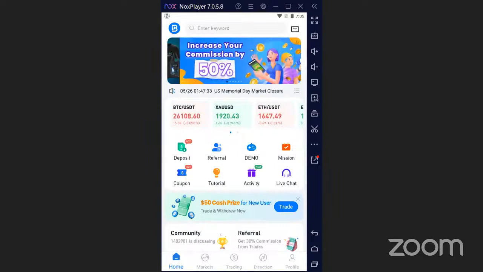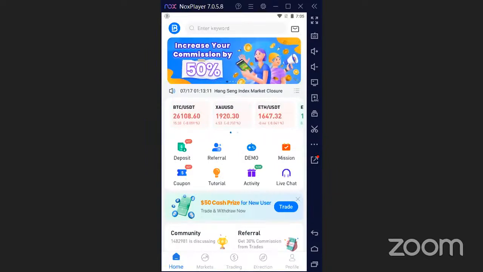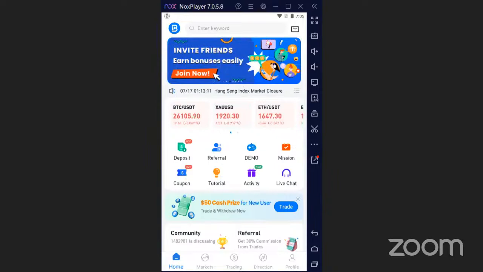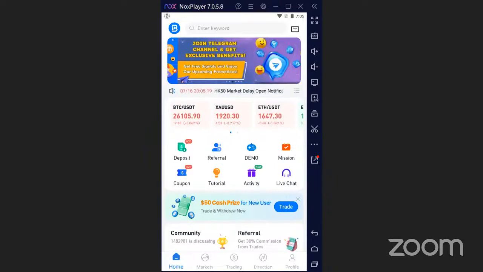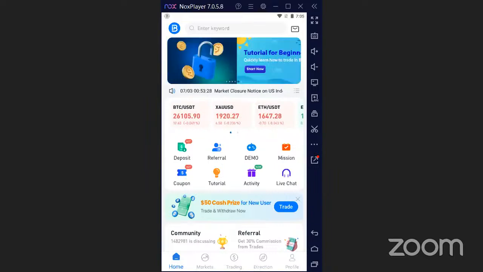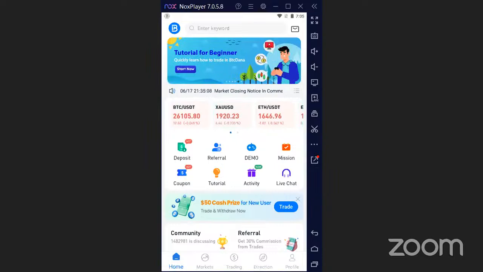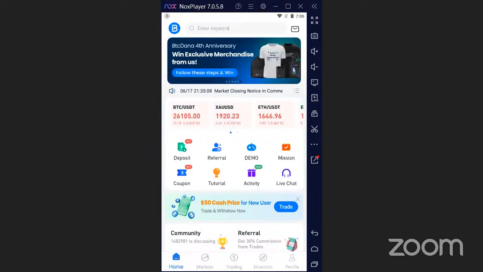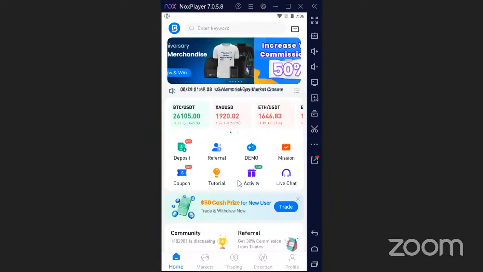Okay, and I said you can't trade the forex market without the involvement of currencies in pairs. Okay, the currencies have to be in pairs. So talking about pairs, now this is our BtcDana homepage right here. Okay, we have our homepage right here.